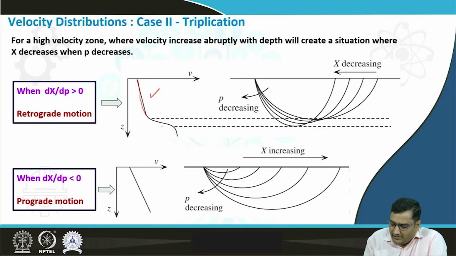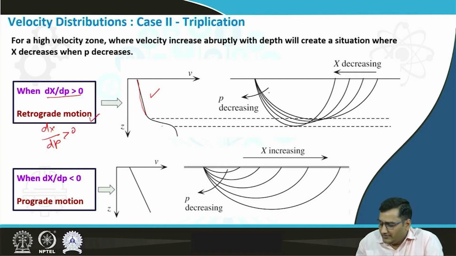So in that case dx by dp will be greater than 0, and it shows retrograde motion. In this case also, p as you go in this direction will be decreasing, but x will also be decreasing. But in the previous case, when the velocities are smoothly increasing, x was not decreasing, it was increasing as p was decreasing.